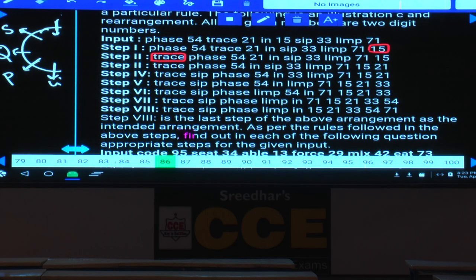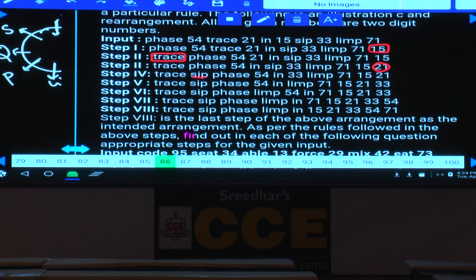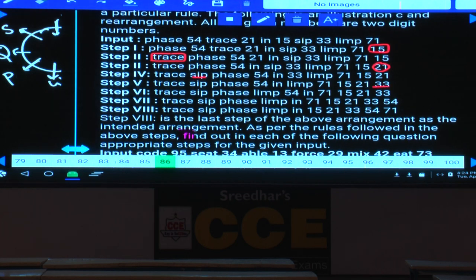Least number at the last place, highest word at the first place in step 2. Next number, word, next number should be arranged from the right hand side. And the next number to 15 is what? 21. And 21 arranged at the last place, 15 shifted to the left place. That is in step 3. Then in step 2, after this trace, and the next one is what? Shift. Now this shift is arranged next word after this trace. And in step 4. Next in step 5, the number. And in step 6, what is the next one here?